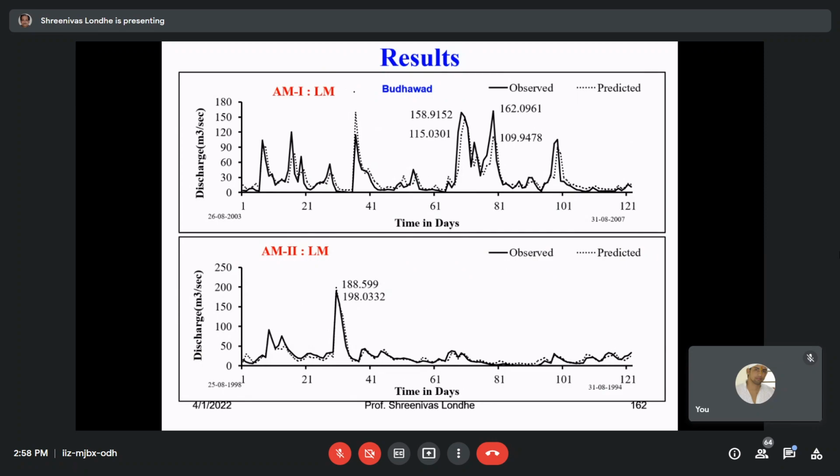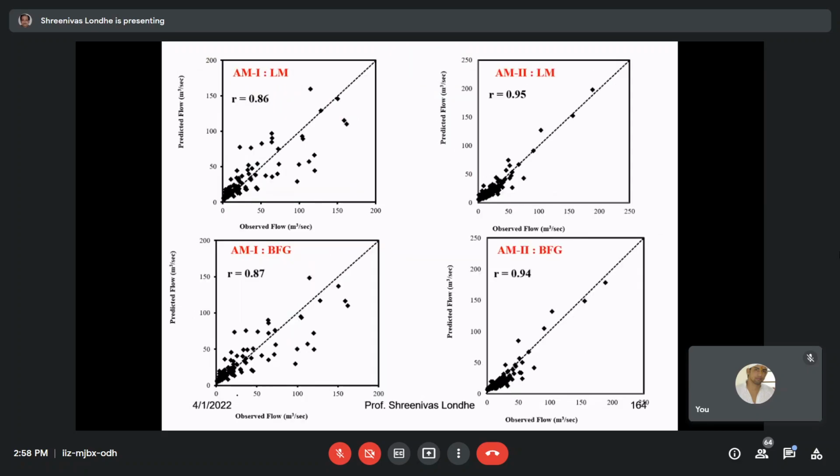See the results of LM. The high values or the peaks are also predicted well. This is the second model of LM. You can see that this is also giving very good results at Budhwar. See the values of scatter. The scatter plot seems to be also well balanced. Along with that, the correlations are also very good for LM and BFG. It means that the models are working reasonably, I would say best. Why reasonable? Excellent results, because this is a natural process, rainfall to runoff.